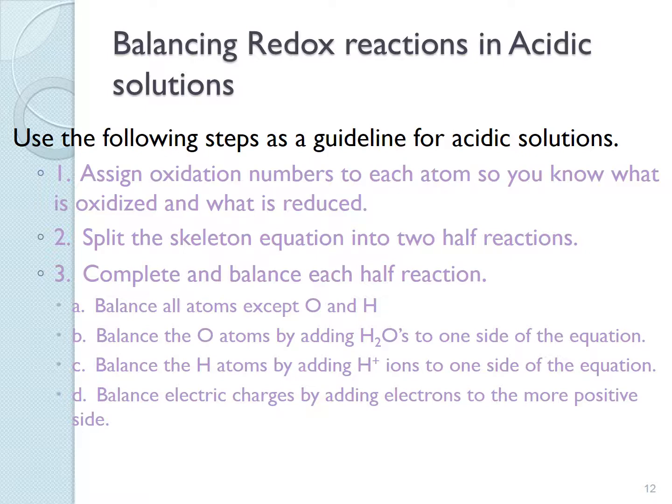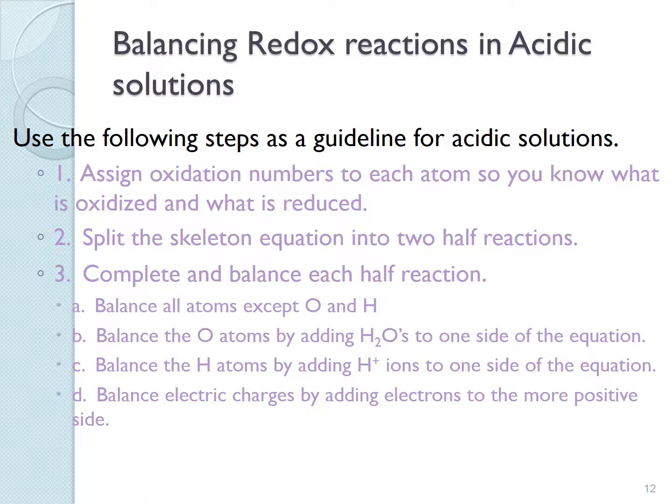All right, so these are the rules that you need to follow for balancing redox reactions in acidic solution. The first thing you want to do, which we've already done, is assign oxidation numbers to each atom so you know what's being oxidized and what's being reduced. Then we're going to split the skeleton equation into the 2 half reactions, the oxidation half reaction and the reduction half reaction. Then we're going to complete each half reaction by balancing them.